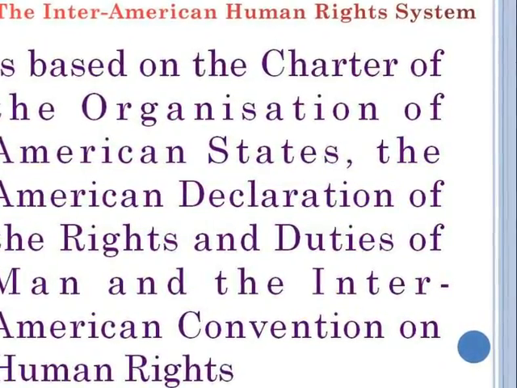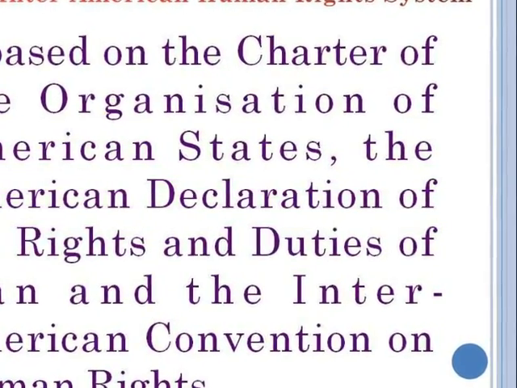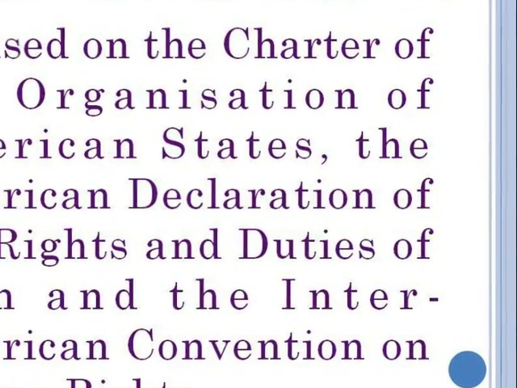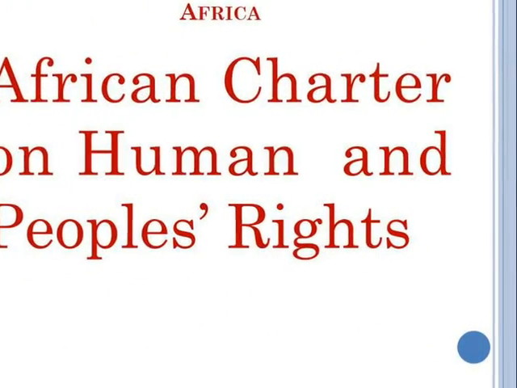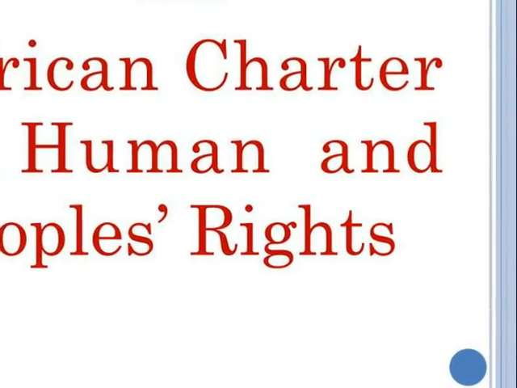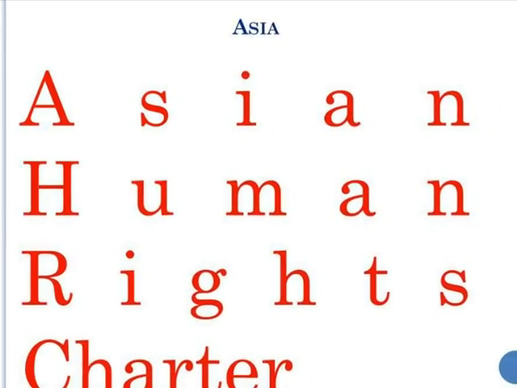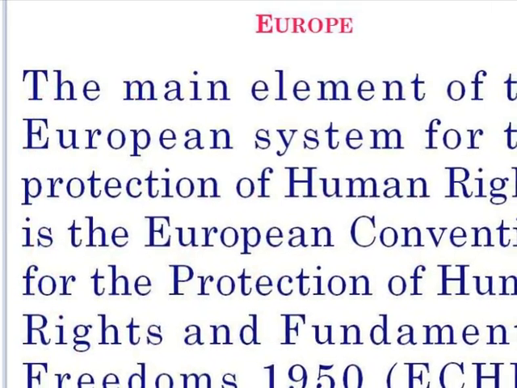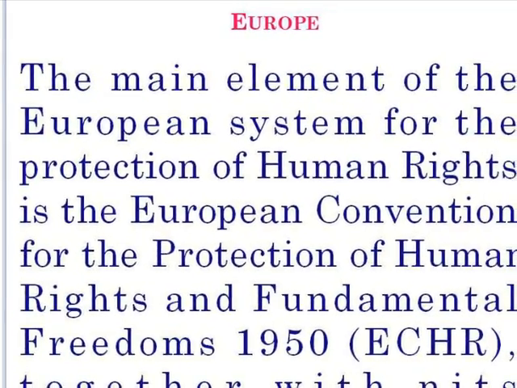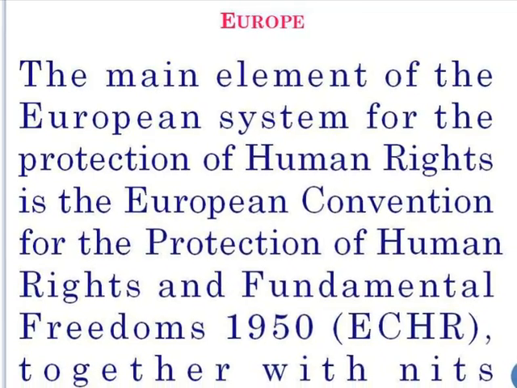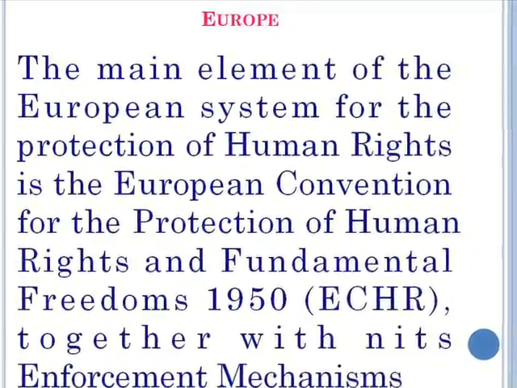The Inter-American Human Rights System is based on the Charter of the Organization of American States, the American Declaration of the Rights and Duties of Man and the Inter-American Convention on Human Rights. Next, in Africa, the African Charter on Human and Peoples' Rights. In Asia, it is the Asian Human Rights Charter. In Europe, the main element of the European system for the protection of human rights is the European Convention for the Protection of Human Rights and Fundamental Freedoms of 1950, together with its enforcement machinery.